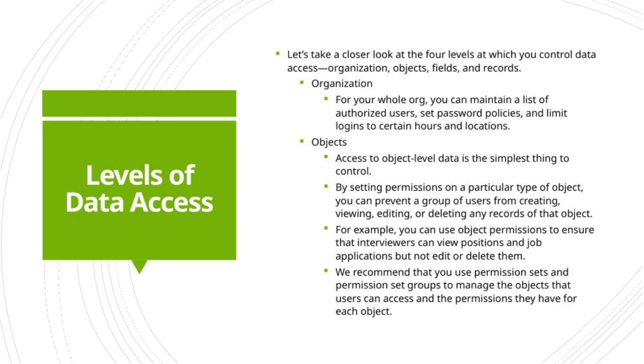Moving on to objects, this is where control becomes more specific. By setting permissions on a particular type of object, such as accounts or contacts, you can prevent certain groups of users from creating, viewing, editing, or deleting records associated with that object. For example, you might allow interviewers to view positions and applications, but not make changes or delete them. To manage this effectively, we recommend using permission sets and permission set groups. They help you organize and assign permissions efficiently across your users.